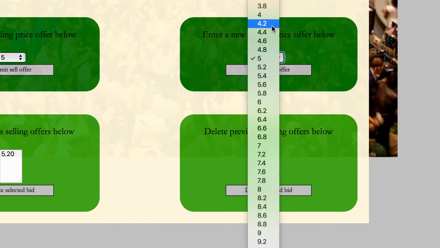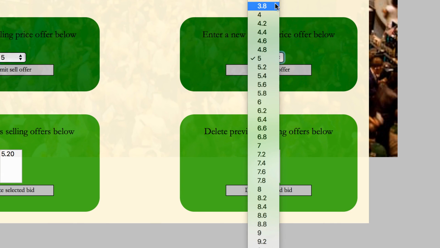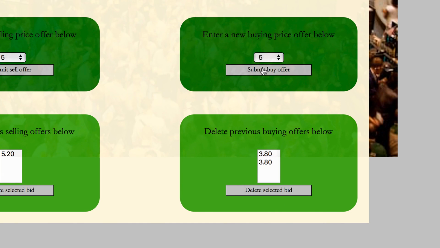And maybe I want to offer a little higher price. So let's say maybe I will buy it for $3.80. And let's suppose I'm willing to buy more than one contract at $3.80. You could do that. And so that's 2 of them down there. That's all you have to do with trading.